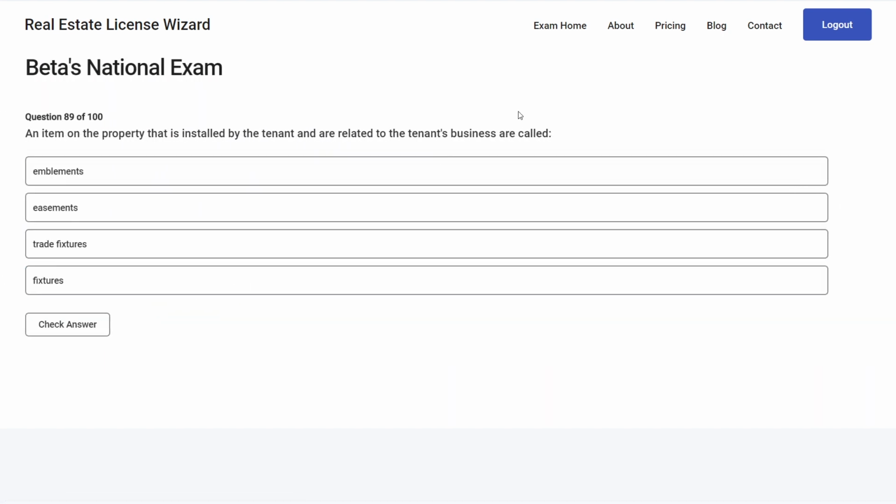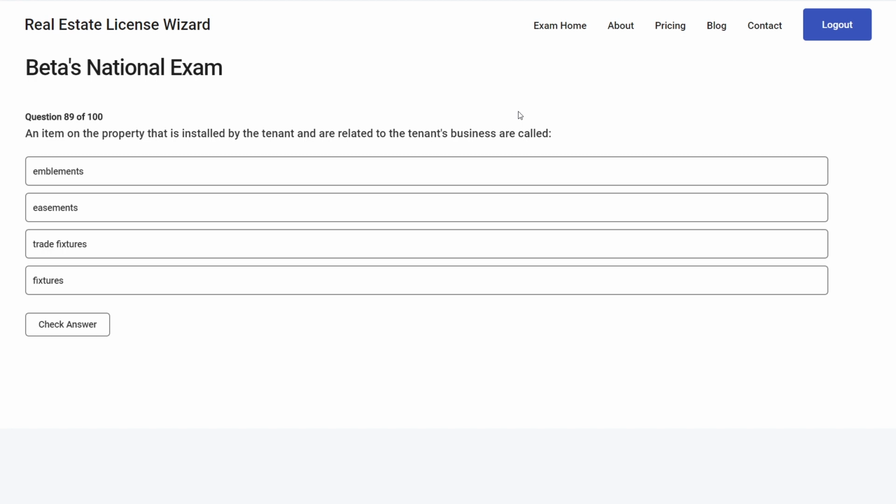89. An item on the property that is installed by the tenant and is related to the tenant's business is called implements, easements, trade fixtures, or just fixtures. All right, think that one over, come up with the answer, and I'll be back in a couple seconds. Okay, did you guys come up with an answer?